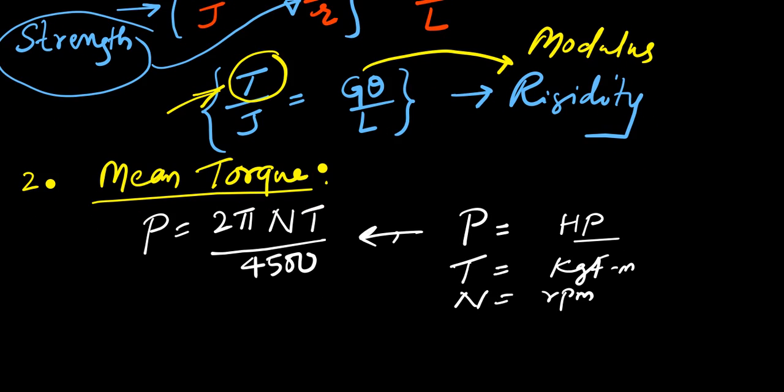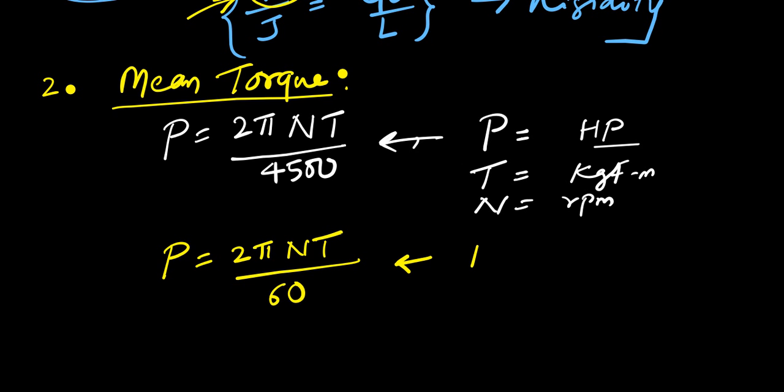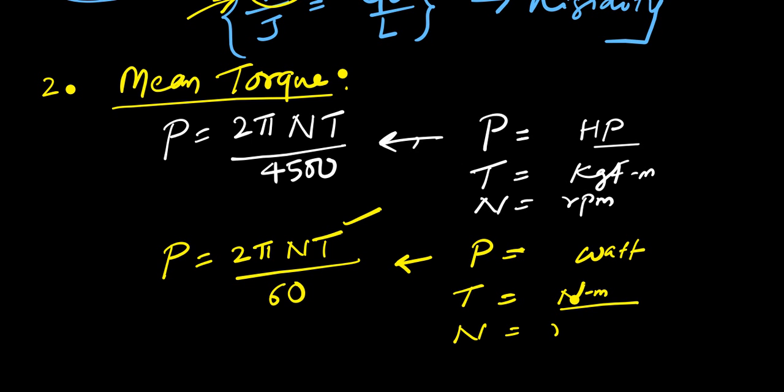Now the same equation, where P is equal to 2 pi n T by 60, is to be used when power is given in watt or kilowatt, and T is given in Newton meter. Remember Newton meter, not millimeter. The torque unit will be Newton meter, power will be in watt, and the speed is again in rpm. Sometimes it will be given in rps, so you have to convert it into rpm.